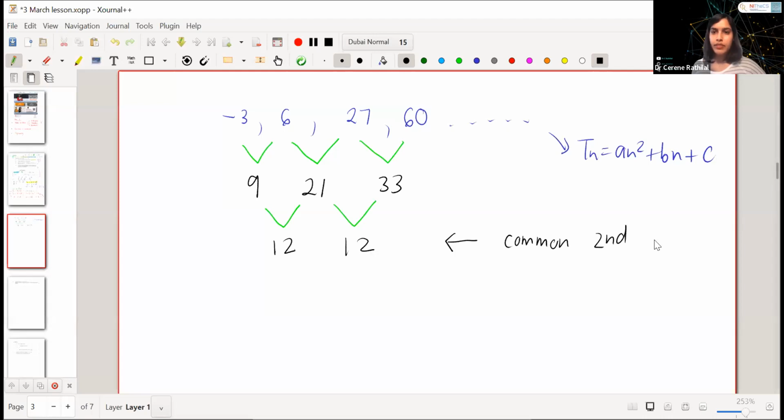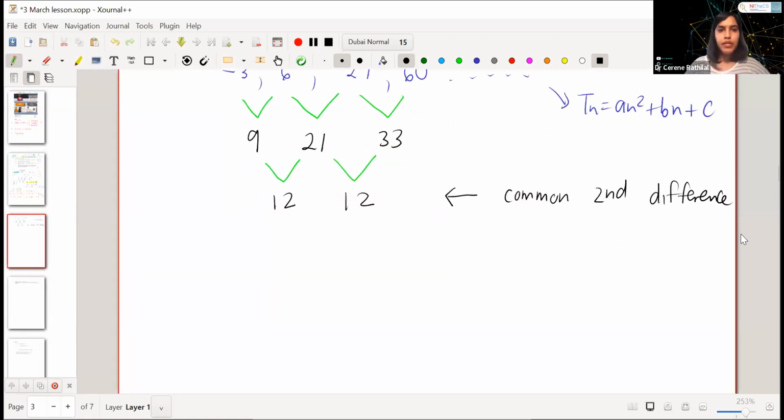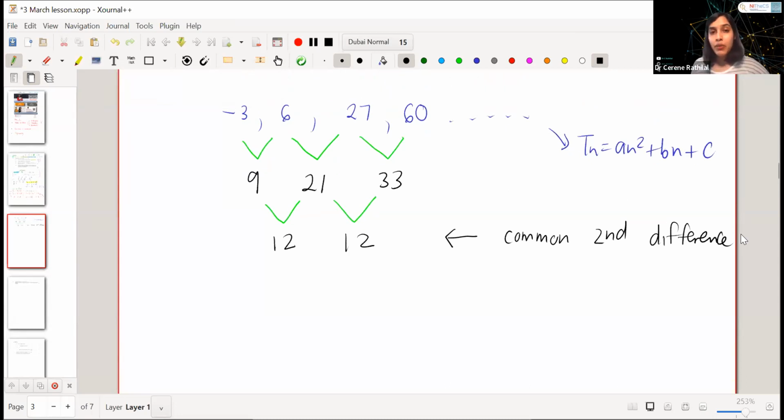So we've got a common second difference. Once again, in a previous video I go into detail as to what each of these values that I'm about to highlight represent. Can you tell me what the 12 represents in terms of the coefficients that we're trying to solve for? Do you all remember these formulas?